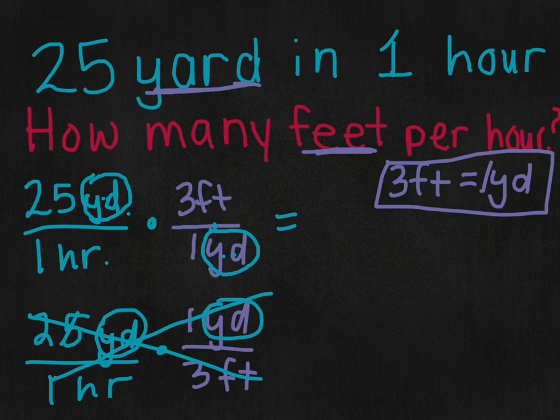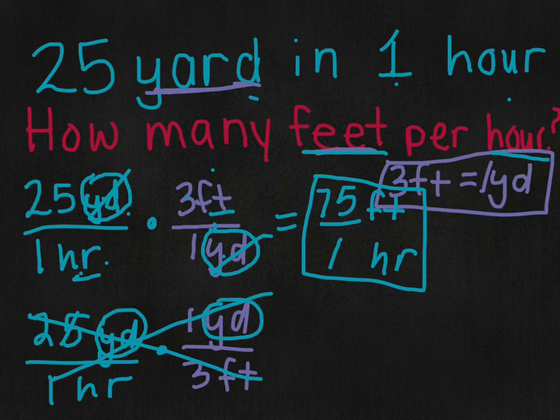So we're ready to go. Our yards are going to cancel our yards, and they're gone. And so you'll see that what we're left with in the ratio is feet and hours, which is exactly what we wanted, how many feet per hour. So 25 times 3 is 75, and 1 times 1 is 1. And we need our units, so we'll take over the feet. So we have 75 feet per hour, or 75 feet in 1 hour. So 25 yards in 1 hour is equivalent to 75 feet per hour.